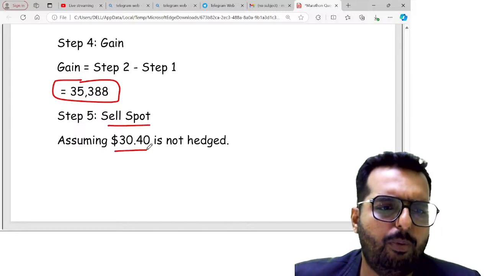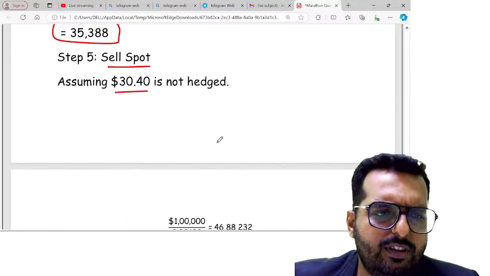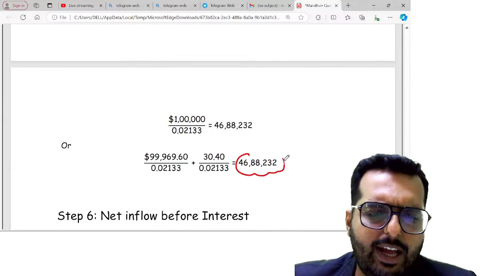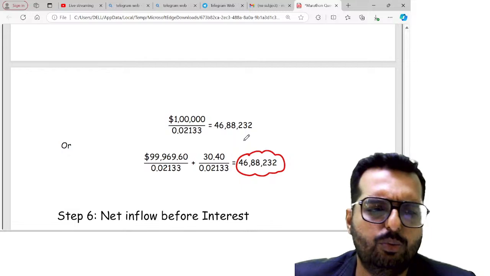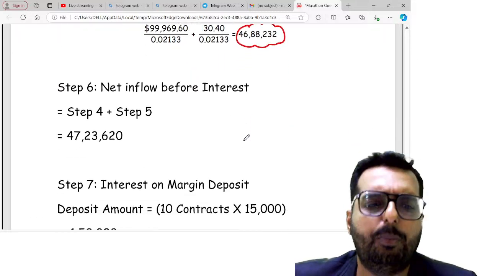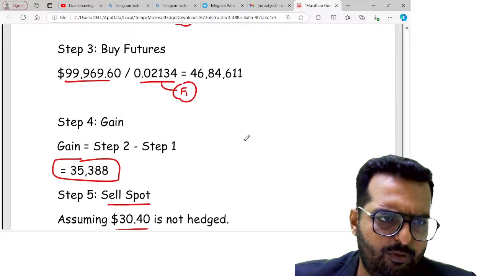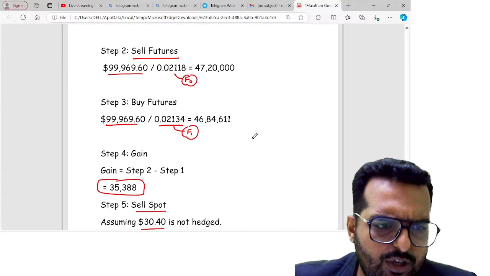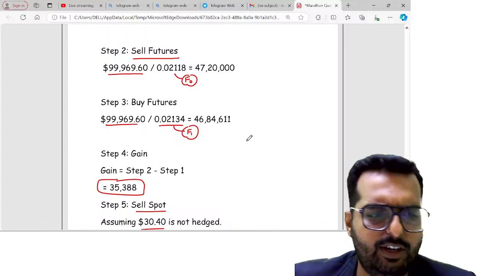Then what will you do? You will sell spot. Okay. So once you do the selling spot also, ultimately what will happen? You will get the amount as 46 lakhs 88,232. Then we have an opportunity cost which I'll explain to you in the next step. So first, please write down the steps involved in sell future, buy future and sell spot. Come on friends, write down this now.